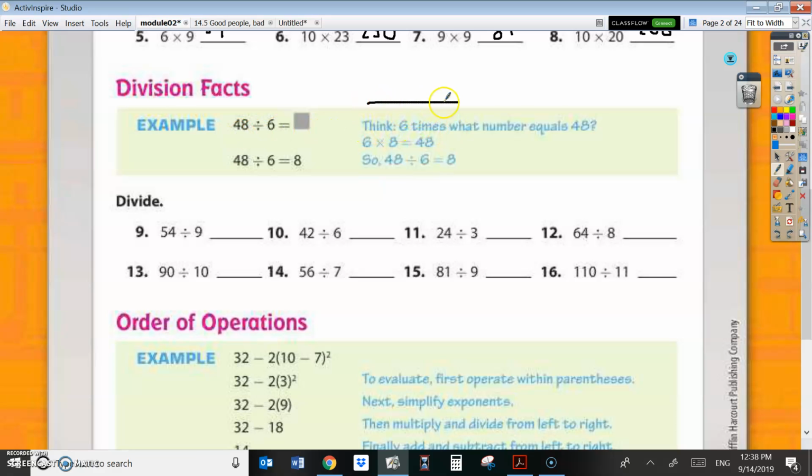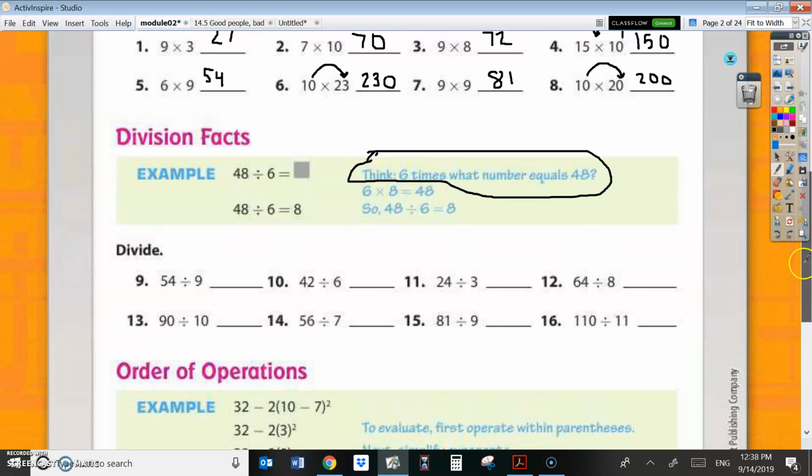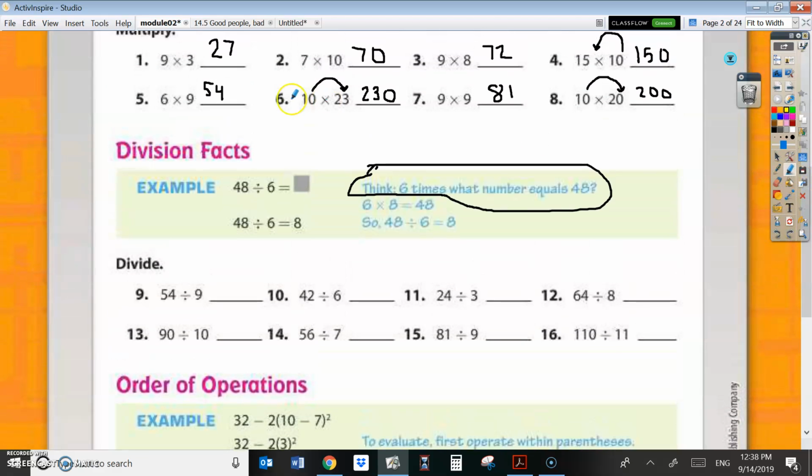Remember, times, so they go backwards. Multiplication and division are inverse operations. So you just did this problem, and that helps you with this problem.